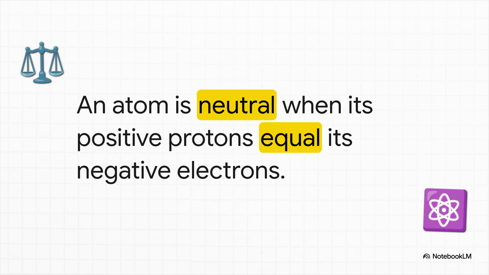And that balance of charge is so important. In a stable, happy atom, the number of positive protons is perfectly canceled out by the number of negative electrons. This makes the whole atom electrically neutral. Now, when that balance gets thrown off, the atom becomes charged, and that's what scientists call an ion.